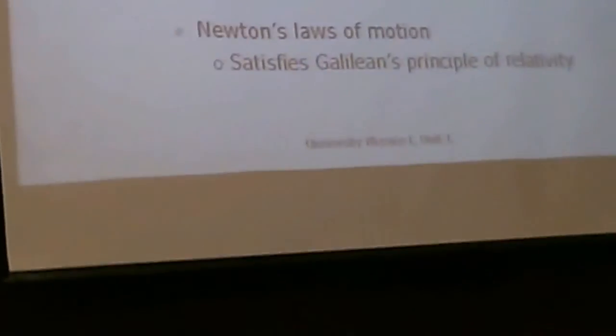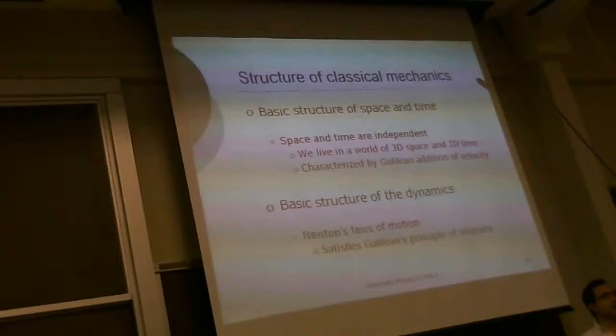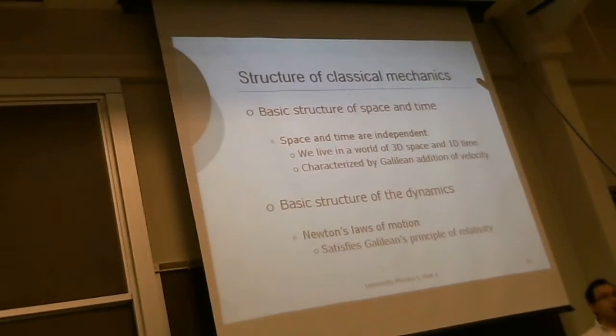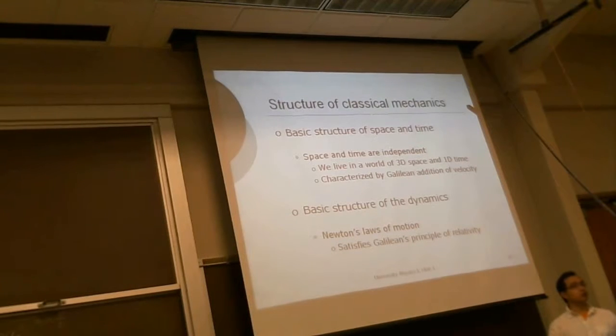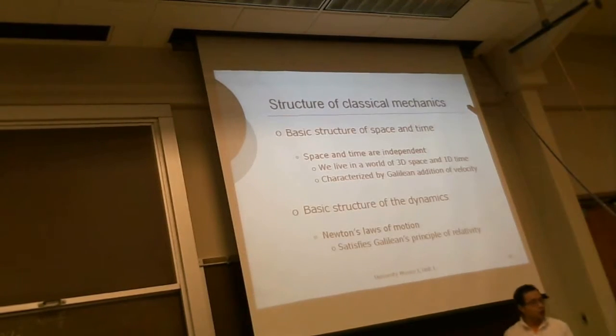So that's the basic structure of space and time. To complete the description of mechanics, we also need to identify the basic structure of the dynamics. We use Newton's laws of motion to describe the motion. And we know that Newton's laws of motion satisfy the Galilean principle of relativity. They have the same form in different inertial reference frames.